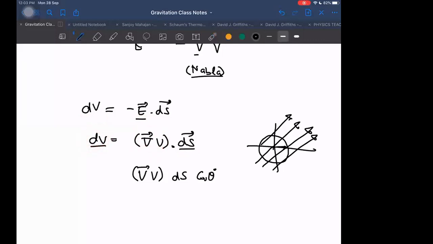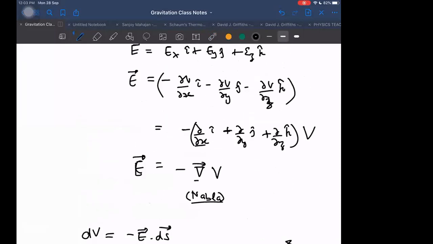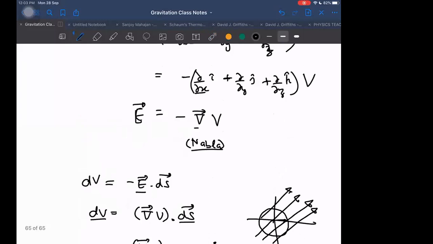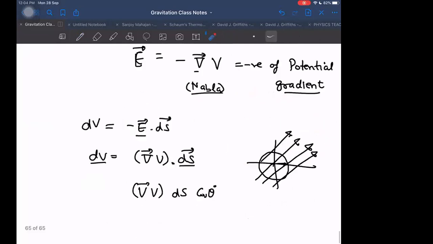There's another name for it also. Whenever we take the derivative with respect to distances, we call it the negative of potential gradient. You should know this gradient also. What is gradient? Just the derivative with respect to distances is called gradient, a slope we say. Negative, because in the beginning there is a negative sign. So negative of potential gradient is that field. That is the gravitational field.